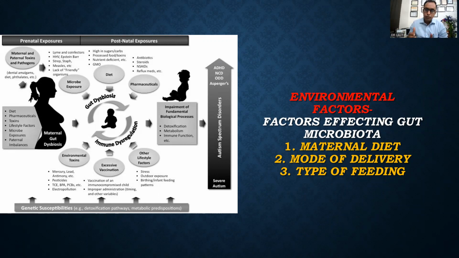It has been found that for those who have been born through vaginal delivery, the probability of going into ASD is less. Having said that, it doesn't mean that children who are born with normal delivery will not go into ASD, and those born with a cesarean will go into ASD. It only increases the probability. Then type of feeding, breastfeeding versus complementary feeding.